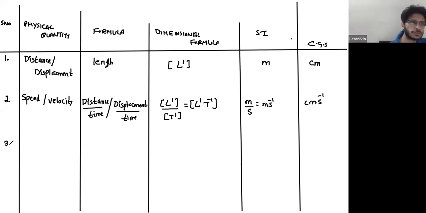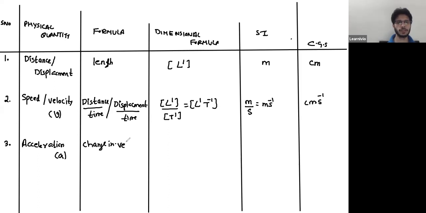The third quantity is acceleration. We represent velocity by V. We represent acceleration with small a. Acceleration is just the ratio of change in velocity over time. Change in velocity by time. Fazil, what should be the dimensions of acceleration?